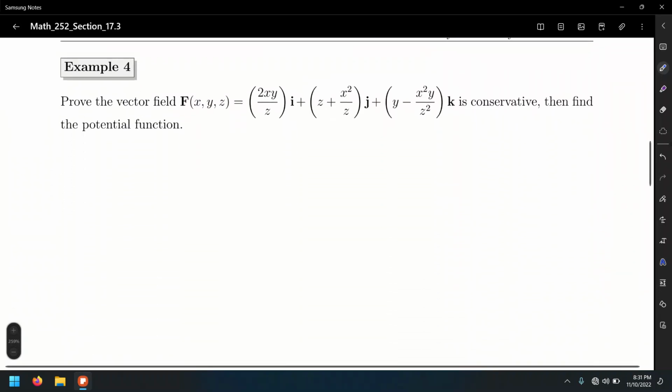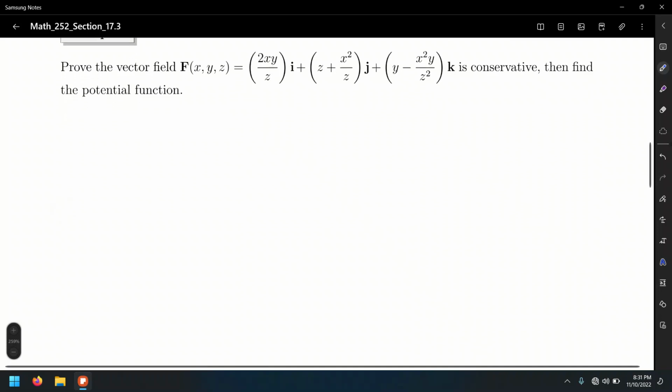Okay, let's do one with 3 components. This one is going to take a good minute to go. All right, so prove that the vector field is conservative. There's no way around that. We have to do this. All right, identify F, G, and H. So, for a vector field in R3, there are 3 conditions that we need to show.